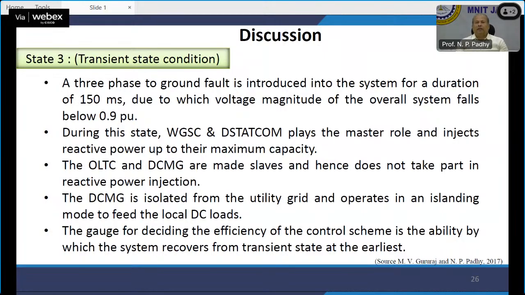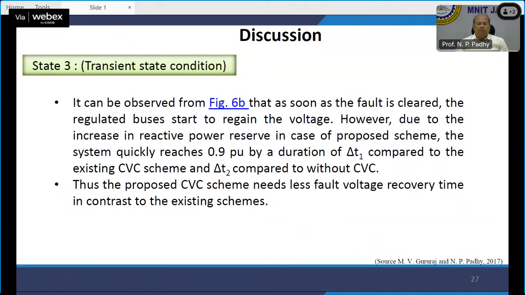So what has happened now? There is a fault, the DC microgrid is isolated, reactive power is coming from the wind grid converter as well as DSTATCOM, and the OLTC is sitting idle. So it can be observed from figure 6b, if you refer, that as soon as the fault is cleared, the regulated bus starts to regain the voltage. Slowly, the fault is cleared actually. What does it mean? Fault is cleared means for 150 milliseconds, the system could sustain the voltage collapse.